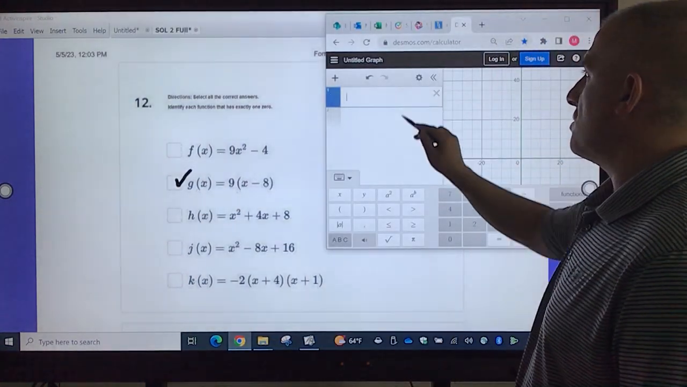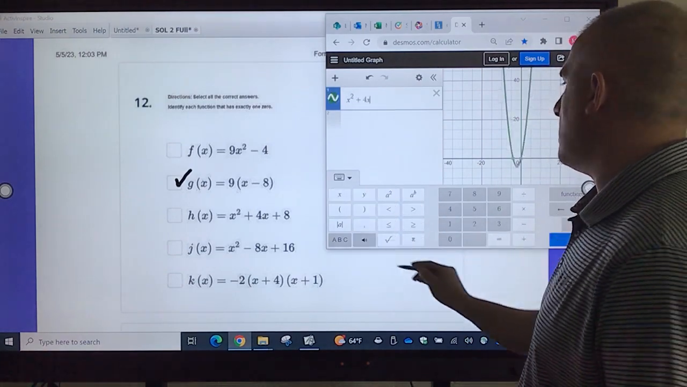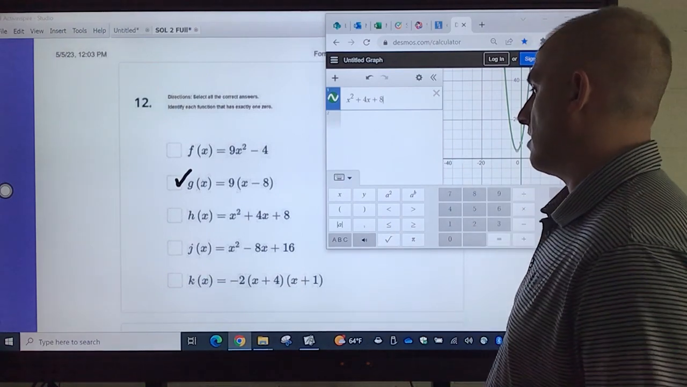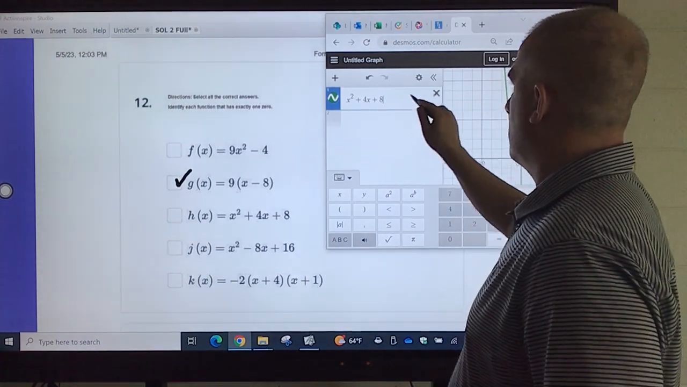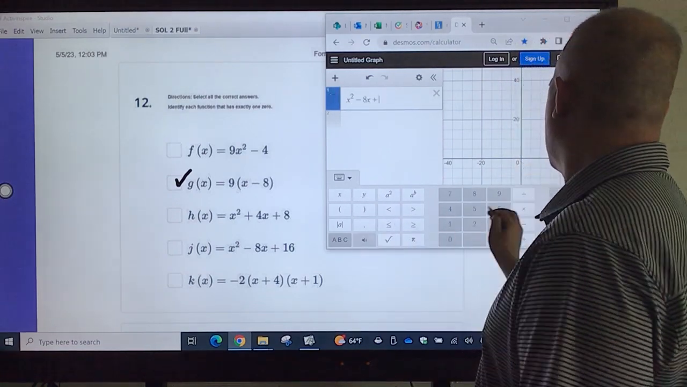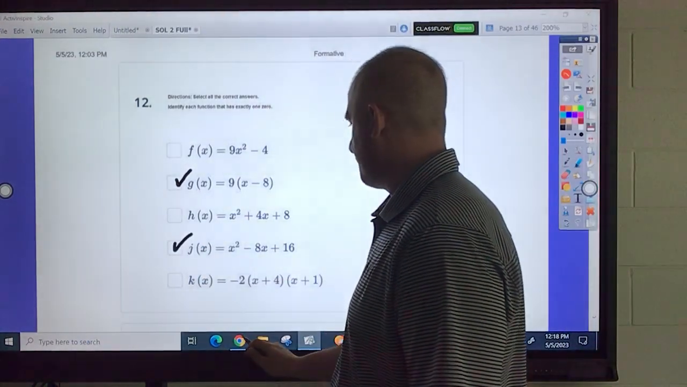These ones where you have to select it, you have to try all of them. Notice how I'm not typing in any of the g of x stuff. This has none. This only has 1, so that's another one of them.